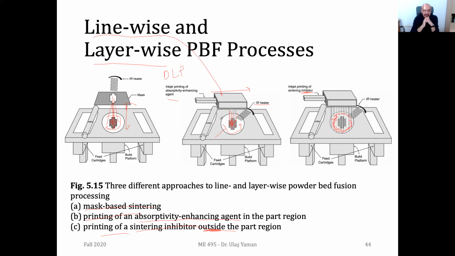Any questions, guys, on these three different cases? They are different, as I said. We can say that this is an example of a layer-wise approach, similar to DLP, but the difficulty is that you need to have hardware for all your masks. If you have a 2.5D shape, then with a single one, you can do it. But for complicated shapes, having lattices, having formed surfaces, it's not doable.